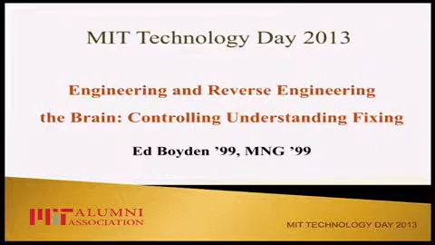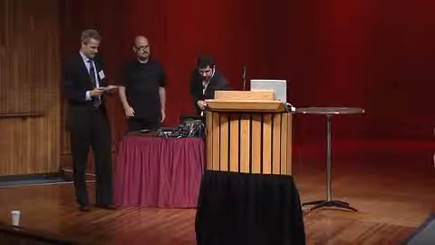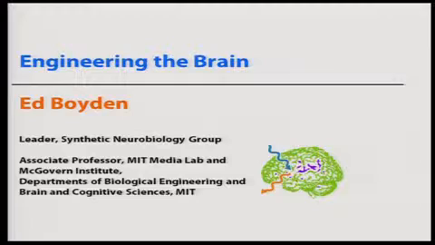Our last speaker, we have Professor Ed Boyden. Ed is an MIT graduate in 1999. Where are you, Ed? Okay. He's an associate professor of MIT with appointments in the MIT Media Lab, the Department of Brain and Cognitive Sciences, and the Department of Biological Engineering. The focus of Ed's research is really the development of new technologies, and he's especially known for his work on a technique called optogenetics, which I'm sure he'll tell you something about. These are techniques to allow us to better listen to and control neural activity. Today, Ed's topic is engineering and reverse engineering the brain, controlling the brain to understand it and fix it. Professor Boyden. All right. Thank you so much for that introduction.